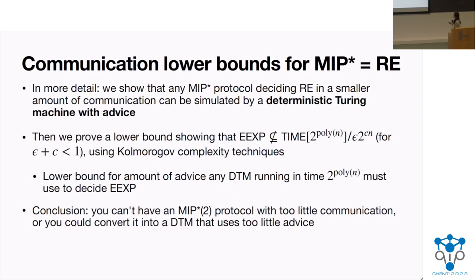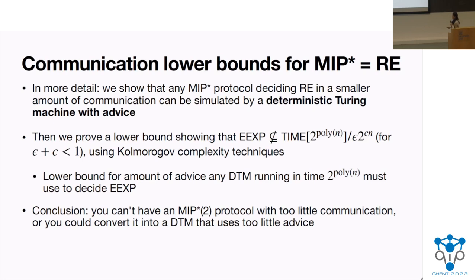So basically, in more detail, how do we do that? We show that any MIP star protocol deciding RE in a smaller amount of communication can be simulated by a deterministic Turing machine with advice, with some well quantified amount of advice. Then we just prove a lower bound against deterministic Turing machines with advice. So we show a lower bound for the amount of advice that any deterministic Turing machine running in time 2 to the poly n must use to decide EXP.